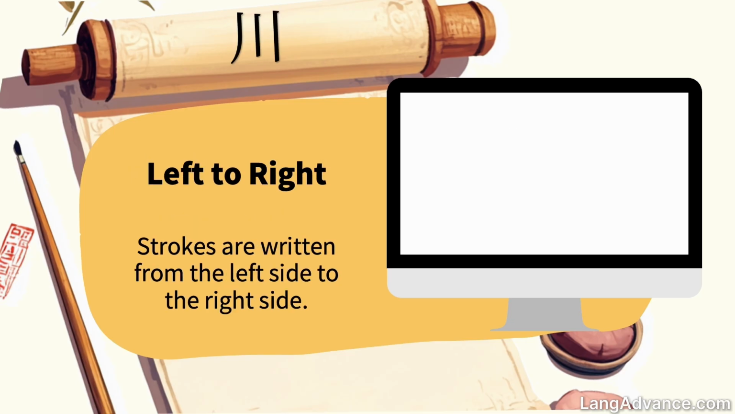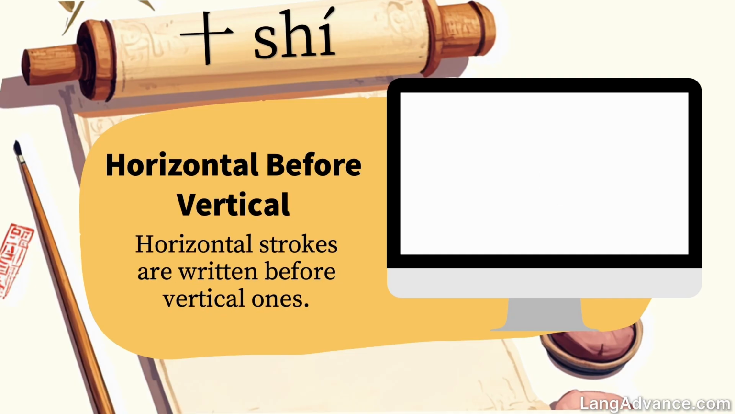The left to right rule. Always start off from the left to the right. The horizontal before vertical. Horizontal strokes are written before vertical strokes. Horizontal, vertical.